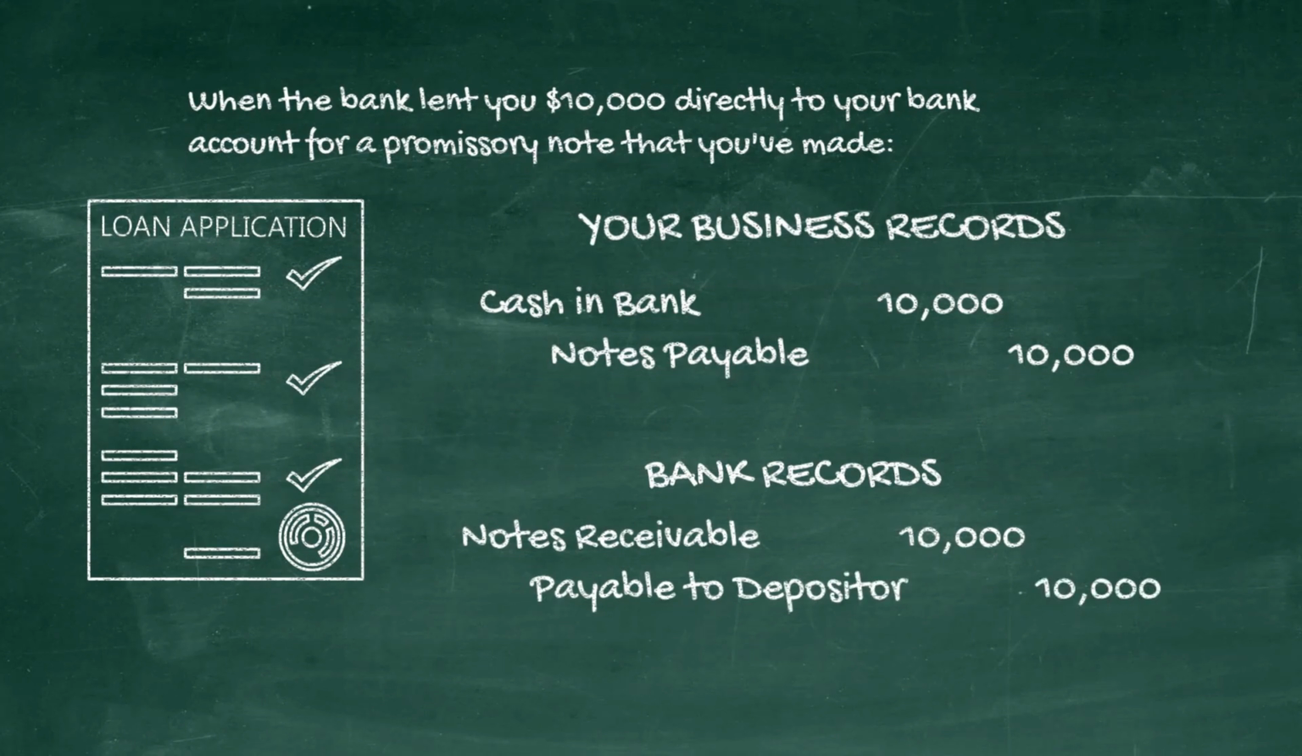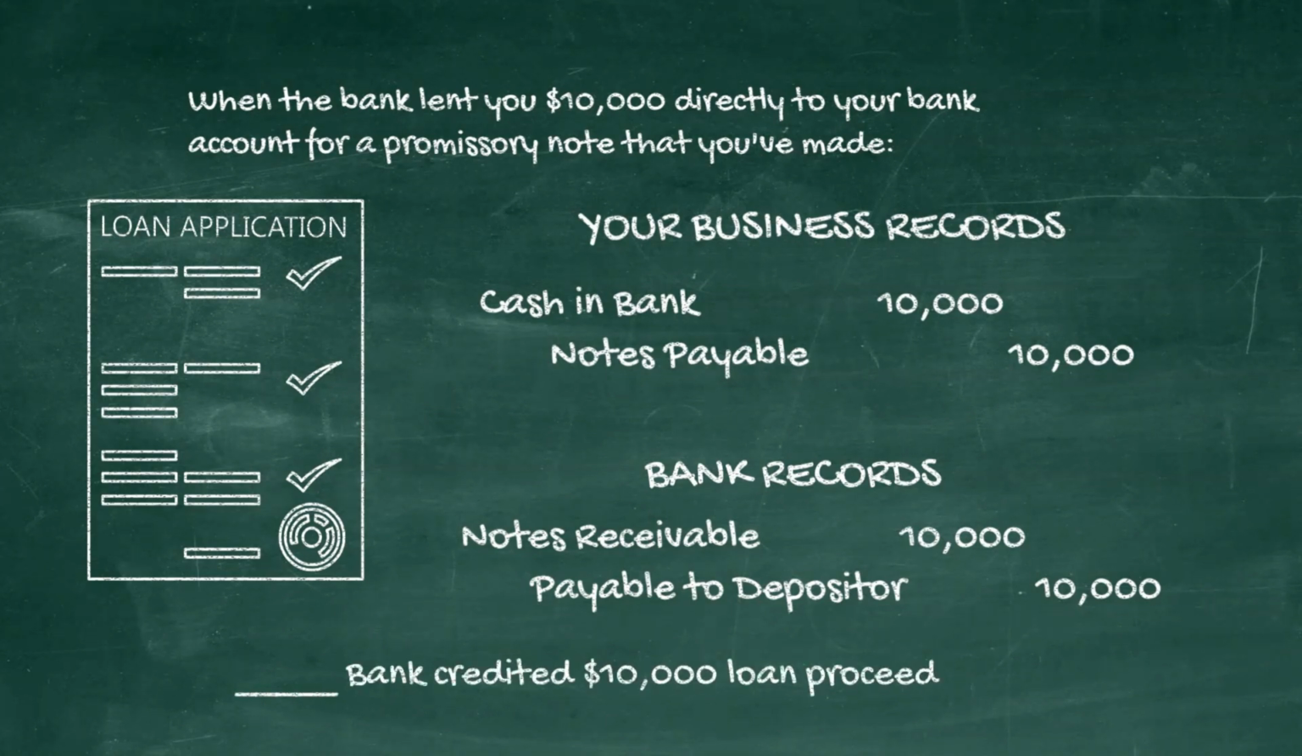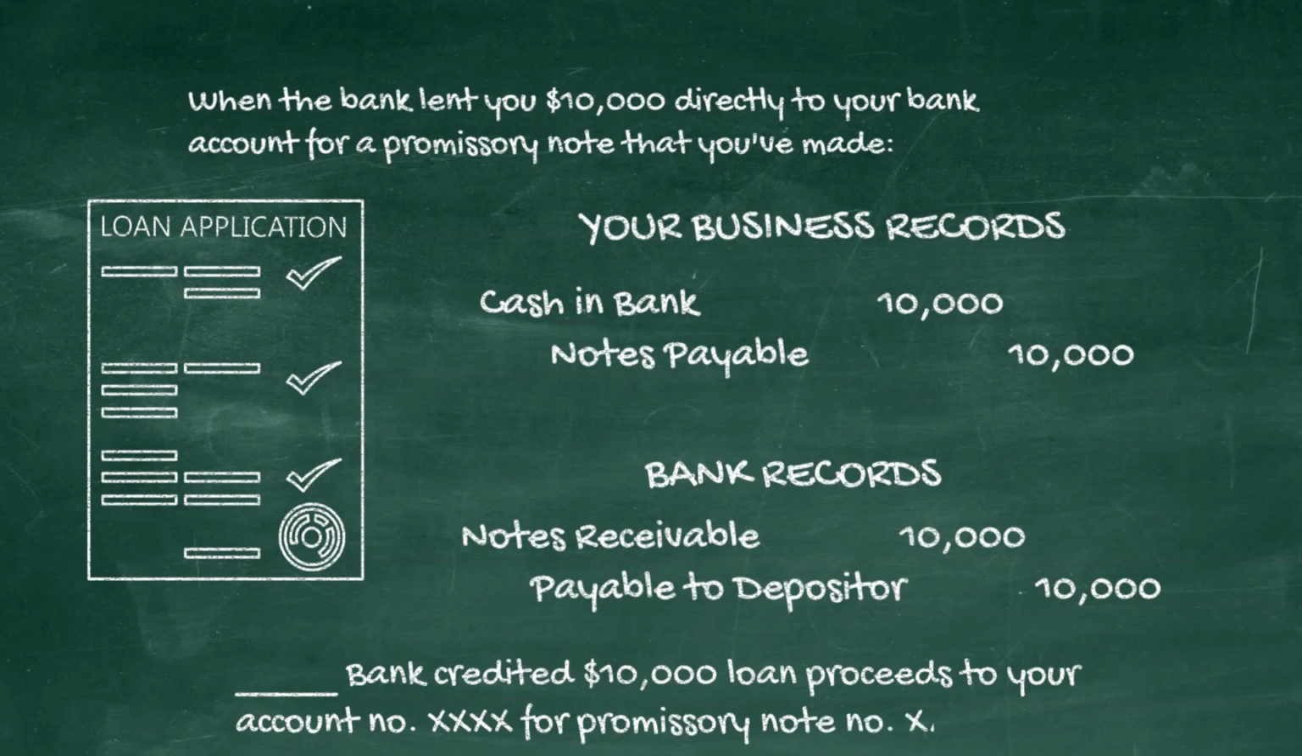Afterwards, you'll receive a message from the bank: Blah blah blah, bank credited $10,000 loan proceeds to your account number blah blah blah blah for promissory note number blah blah blah blah. If there is no physical transfer of cash, cash on hand is not involved in the entries.